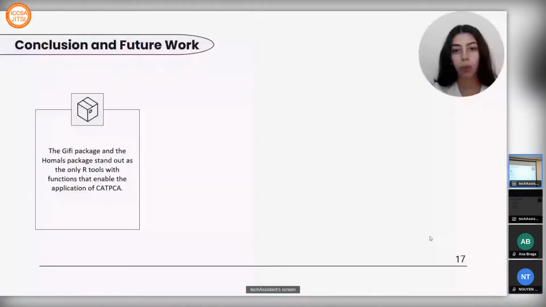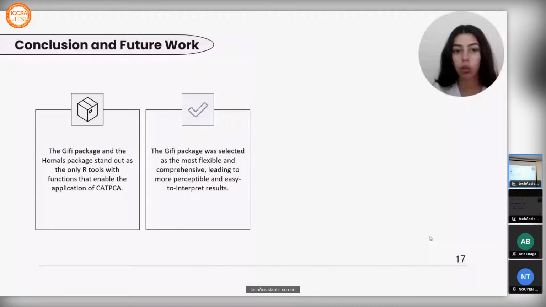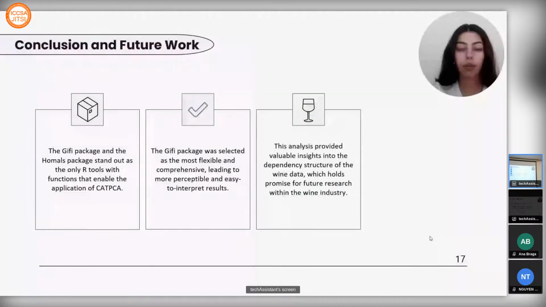In summary, considering the initial objectives, the Gifi and the aspect packages stand out as the only R tools with functions to apply CATPCA. Throughout the study of these packages, Gifi was chosen as the most flexible and comprehensive option. To further explore the functionalities of the Gifi package, an analysis of a wine tasting dataset was performed, which provided valuable insights into the dependency structure of the wine data, which holds promise for future research within the wine industry.